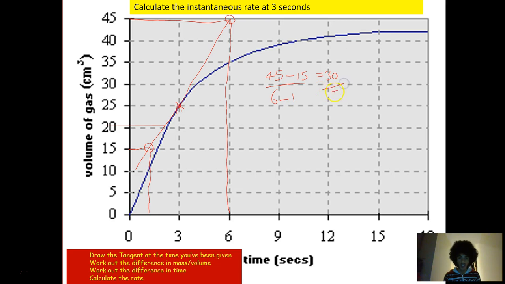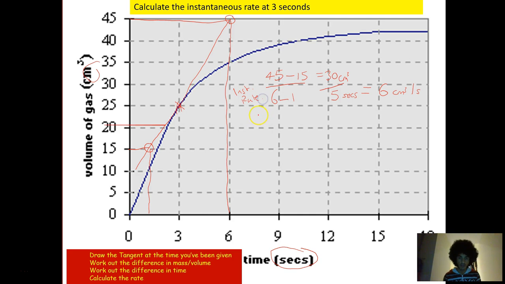So what I've got is 30 divided by 5. Now, if I put the units in, for volume, it's centimetre cubed, as you can see on the y-axis there. And then for the 5, that's seconds, as you can see over there. So I've got 30 divided by 5, which equals 6 centimetre cubed per second. Now that is the instantaneous rate.